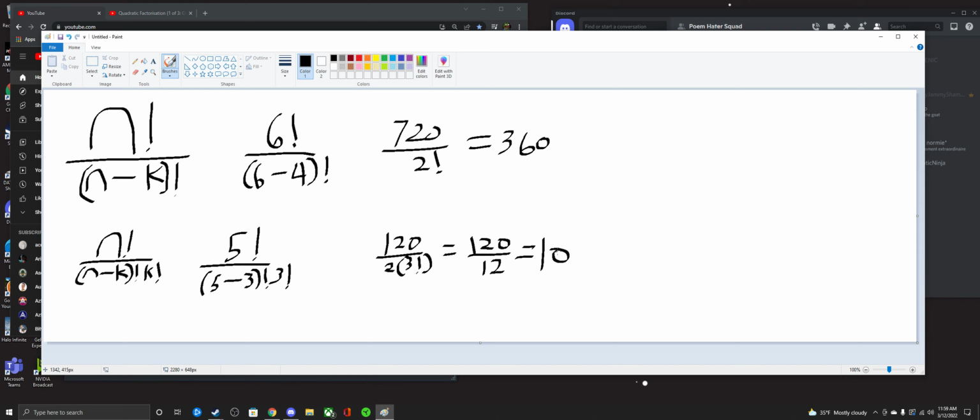So this is just a quick factorial explained, and 2 practice problems for permutations and combinations.